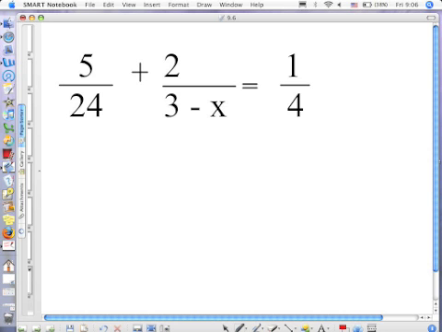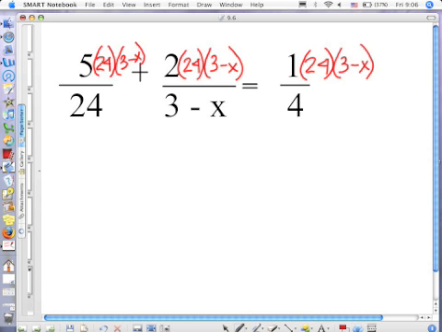How many terms are in this problem? 3. Again, there are 3 terms. It's an equation with fractions, so I can get rid of them. How? Multiply by a common denominator. So for 24, 3 minus x, and 4, what's the common denominator? 24 and 3 minus x. So I multiply each thing by 24 and 3 minus x.